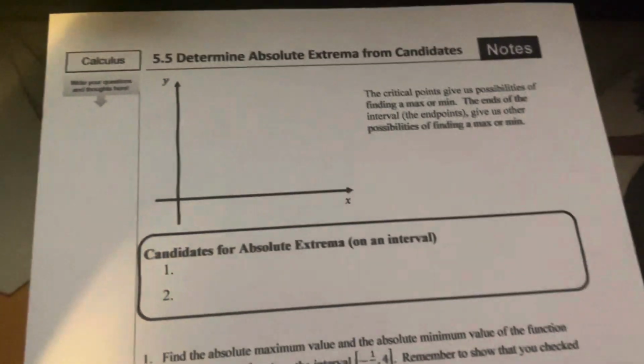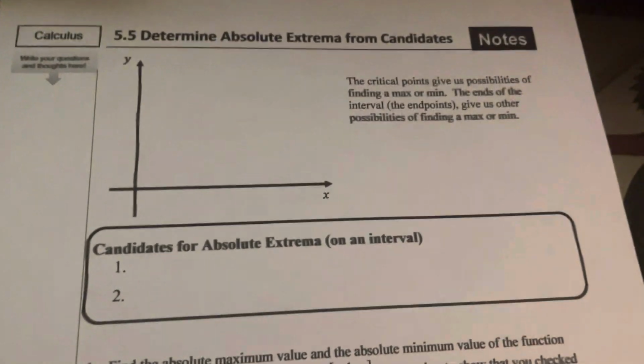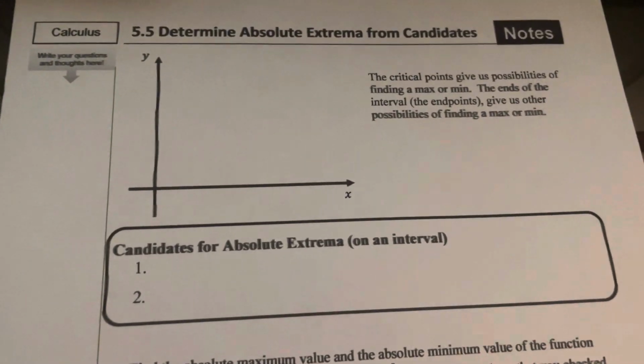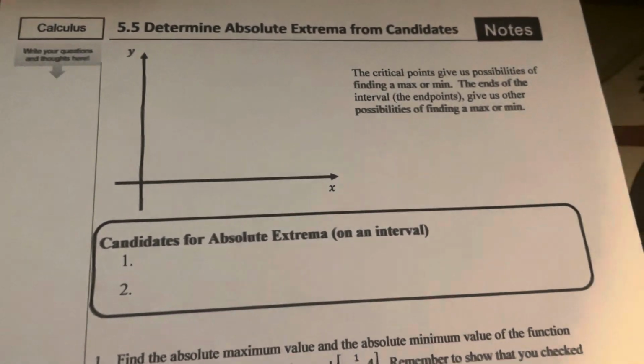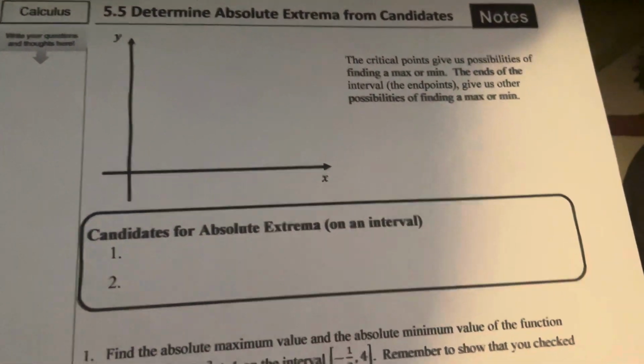Unit 5.5, determine absolute extrema from candidates. The critical points give us possibilities of finding a max or a min. The ends of the interval, or the endpoints, give us other possibilities of finding a max or a min.